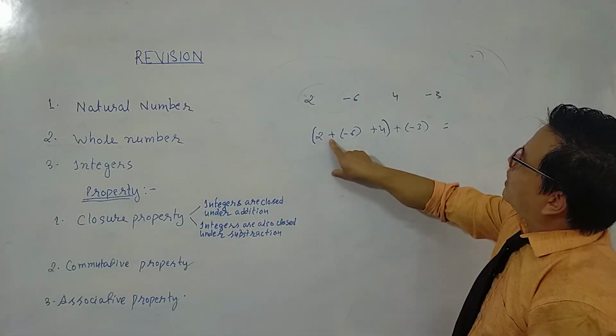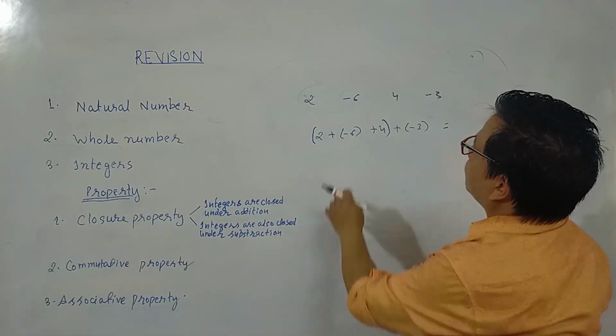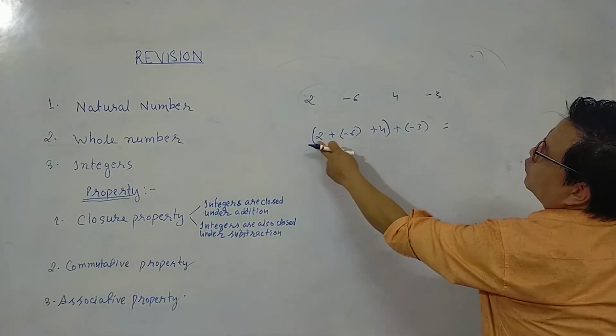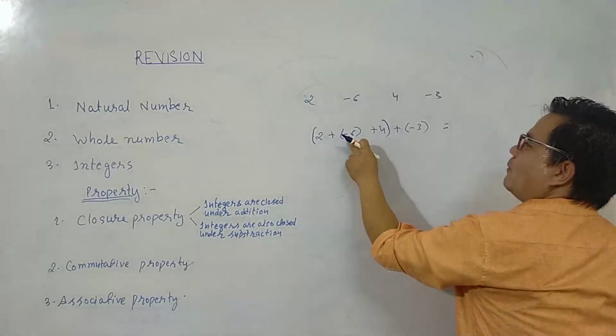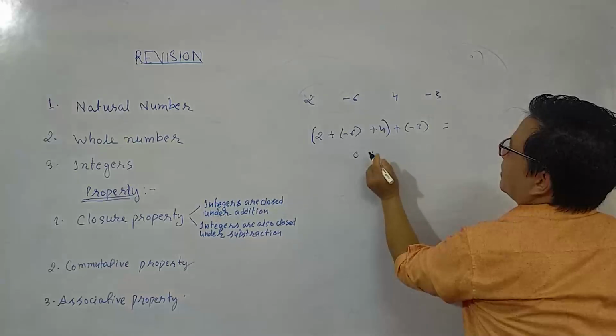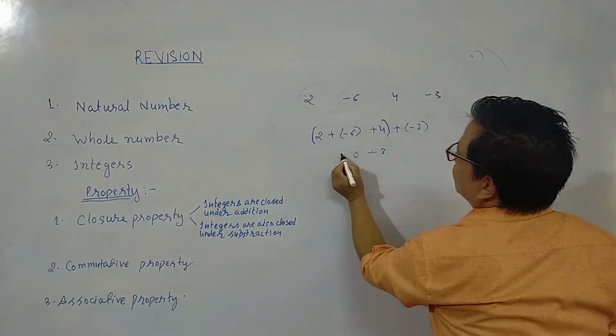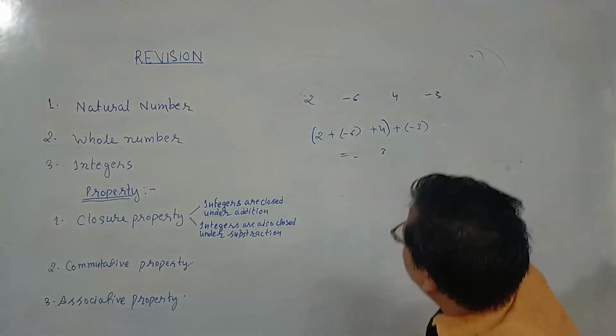6 plus 2 plus minus 6, how much will you get? Minus 6. And plus 4, how much? 2 plus 4, 6. Or minus 6, 0. Okay, 0 plus minus 3 equals how much will you get? Okay, let me do it properly.